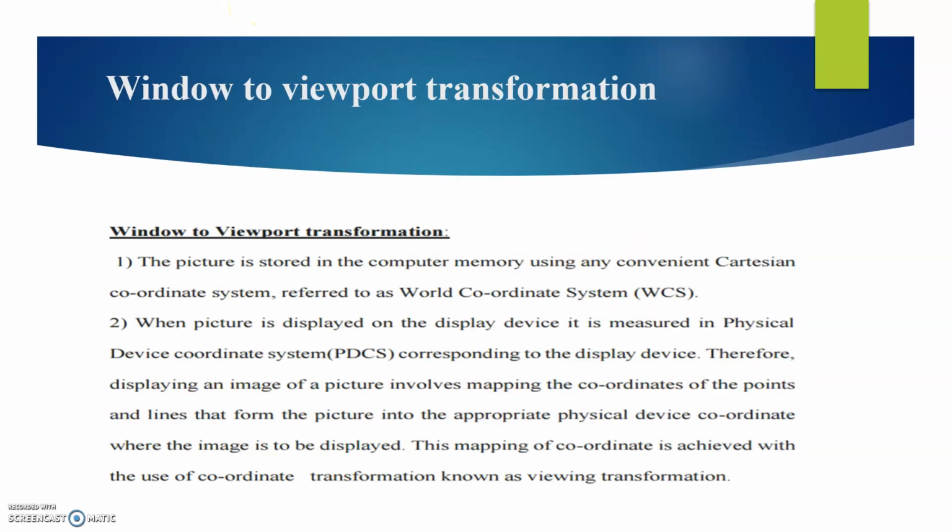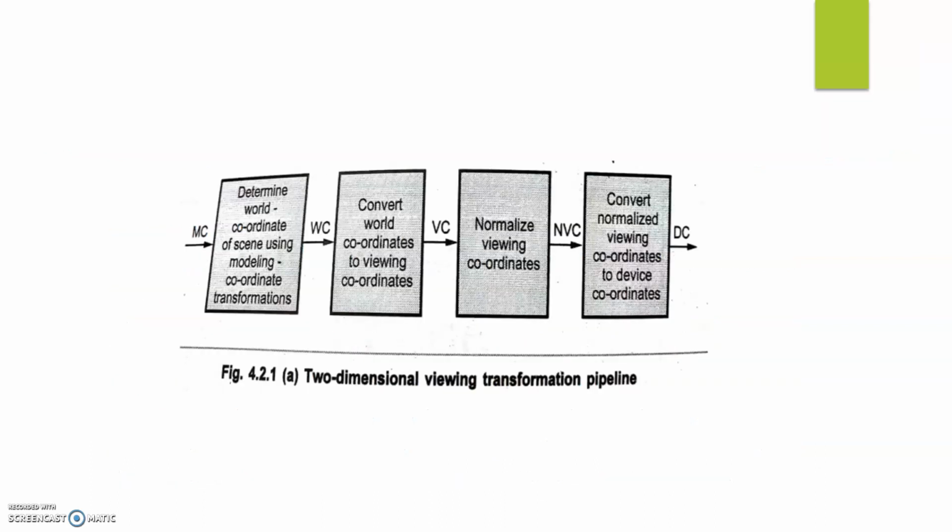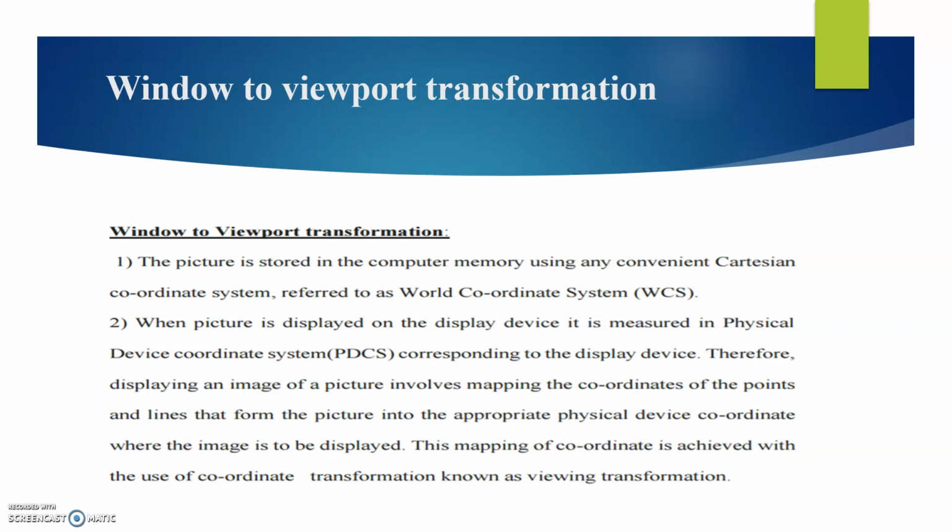Then, window to viewport transformation. Earlier we studied the world coordinate system and the physical device coordinate system. Displaying an image of a picture involves mapping the coordinates of the points and lines that form the picture into appropriate physical device coordinates where the image is to be displayed. This mapping of coordinates is achieved with the use of coordinate transformation, and it is known as viewing transformation.